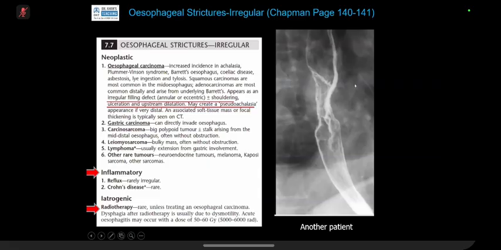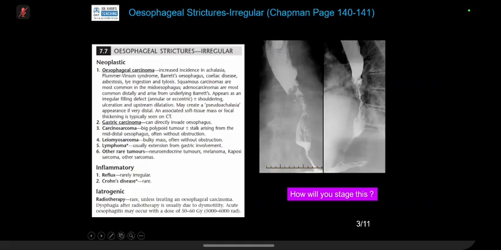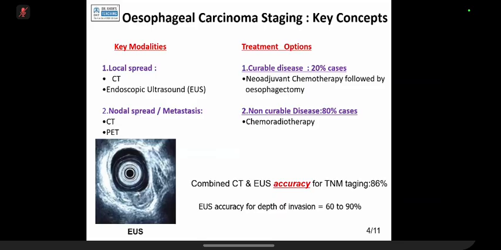The word apple core is also used there, apple core. And in the large bowel, small bowel also, you can get apple core appearance, as if you have eaten the apple here and eaten the apple here, right? So the differentiation between smooth and this. Now, last 10 minutes, and we are in the esophageal carcinoma. So please concentrate on this.